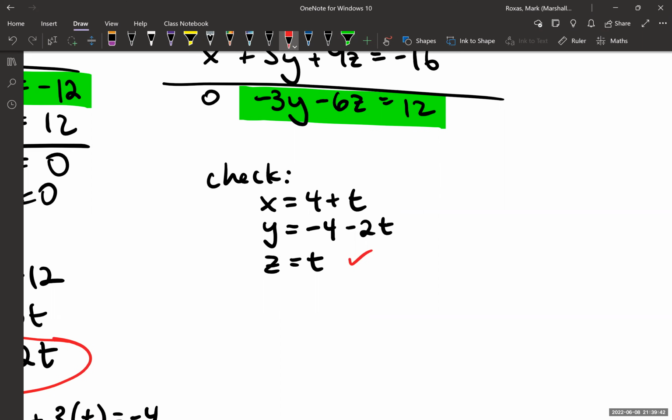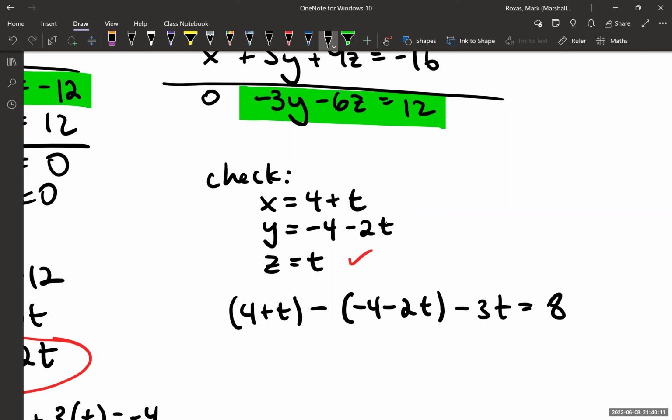Now, these parametric equations are good and all, but you do still have to check them in the other two equations of the plane. So I'm going to check in the second equation, x minus y minus 3z equals 8. If I plug in x, 4 plus t minus y, which is negative 4 minus 2t, minus 3z, so minus 3t equals 8. And if I resolve the left side, I get 4 plus t plus 4 plus 2t minus 3t equals 8.